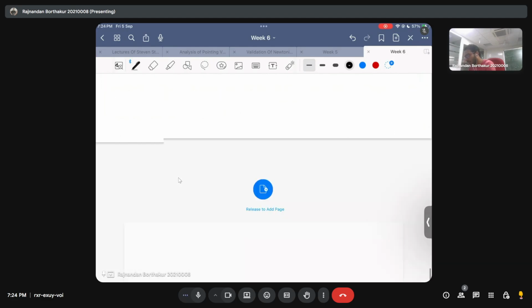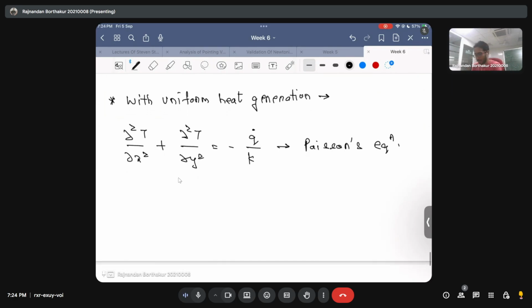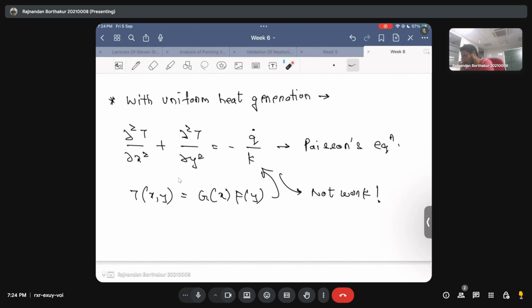So here, if you just say that T of x, y is equal to g of x times f of y, and then substitute, this will basically not work. The reason why this will not work, as you will see if you just do it, is that you have a non-homogeneous equation because of the term minus q dot by k. So then how do we solve this? This equation can still be solved using the method of separation of variables, but what we will do is use something which is known as the method of superposition.